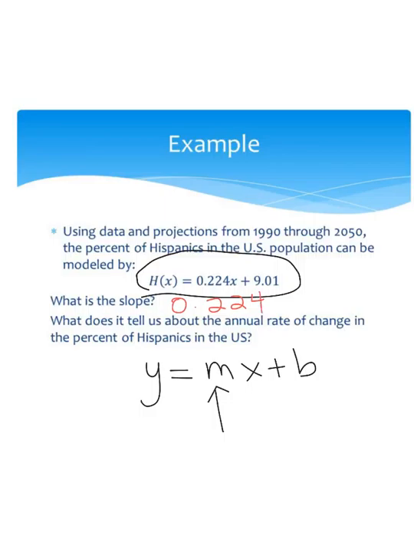0.224. And also recall that we're going to put that over 1 if we don't see it as a fraction. So if we write that 0.224 over 1, that's our year. For each 1 year, the population goes up by 0.224.